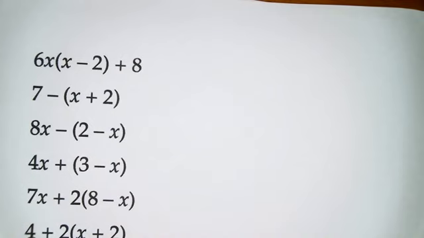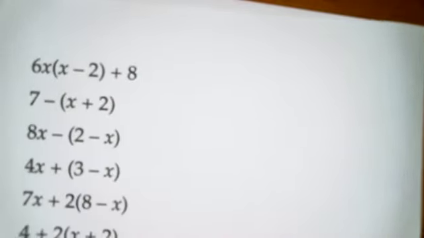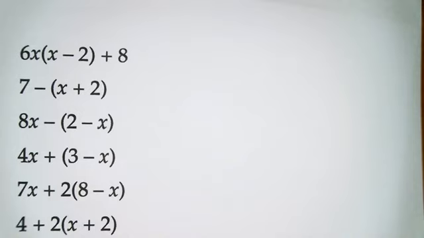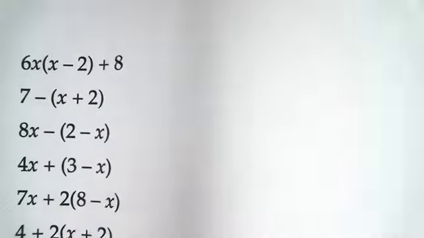This next set is going to be expanding and simplifying. So let's take a look at what we've got. Look at this first one here. To expand something, all I do is multiply the term on the outside by everything inside the brackets. So I'll do this on a separate sheet.